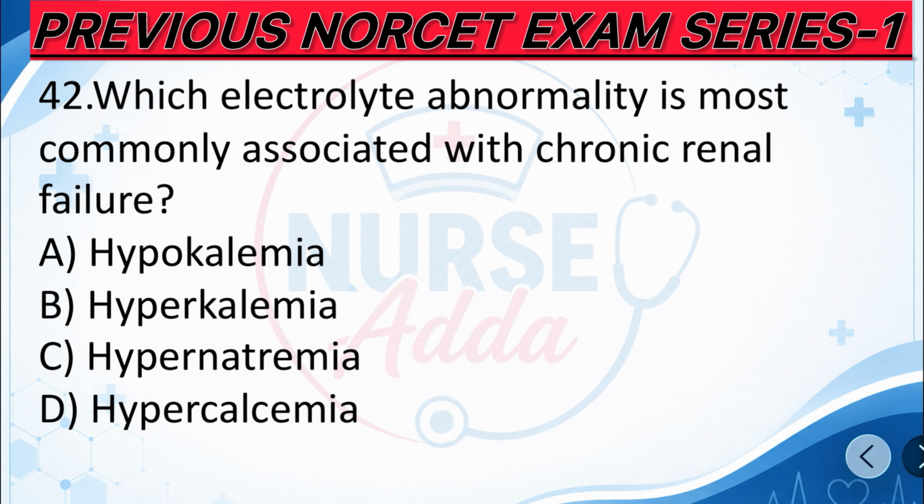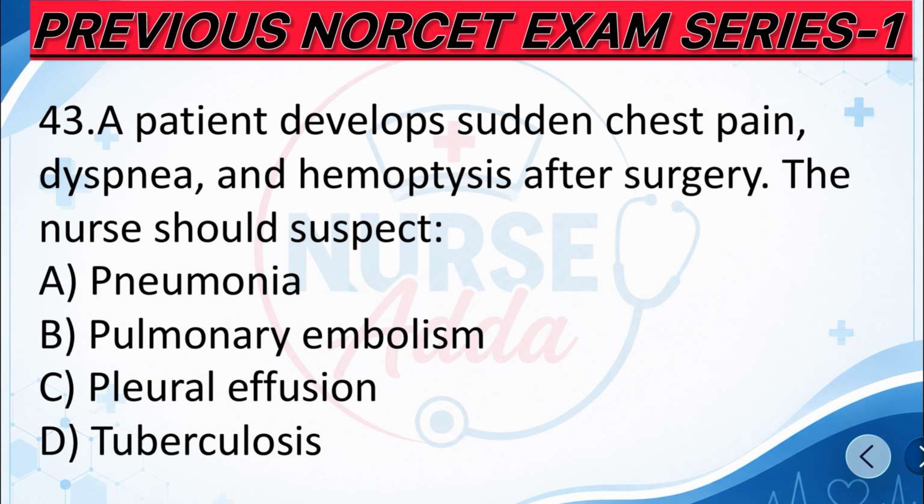Which electrolyte abnormality is most commonly associated with chronic renal failure? Hypokalemia, hyperkalemia, hypernatremia, hypercalcemia. Right answer is option B, hyperkalemia. Moving to the next question. Question number 43. A patient develops sudden chest pain, dyspnea, and hemoptysis after surgery. The nurse should suspect pneumonia, pulmonary embolism, pleural effusion, or tuberculosis. Right answer is option B, pulmonary embolism.